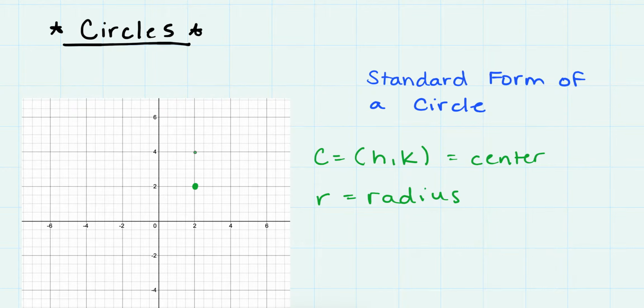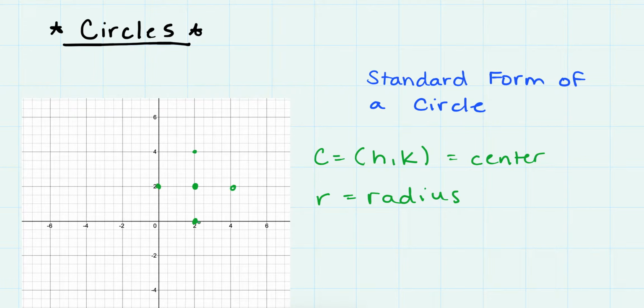and your radius, which is a length, let's say the radius is 2, and it's going to be all of the points that have this distance from that center. So I'm going to try to make a bunch of points that have a distance of 2 from the center. So here are 4 points that have a distance of 2.